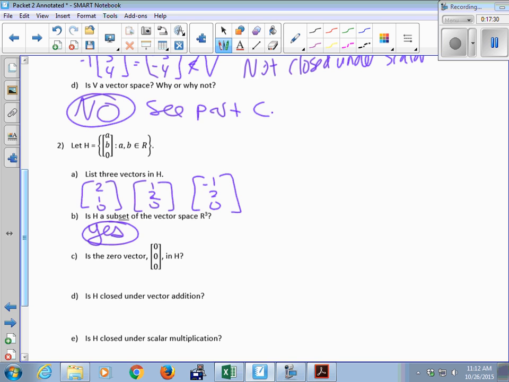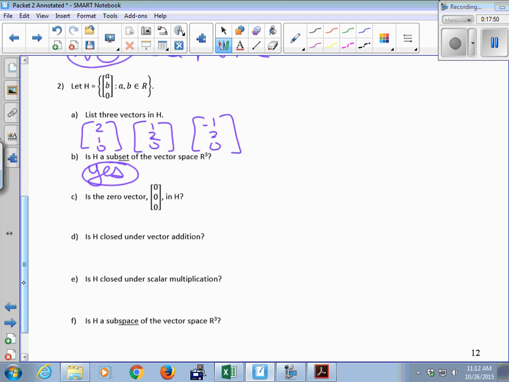Okay. So we know it's a subset of R3. R3 we know is a vector space, right? So I only have to prove these 3 things: that 0's in there, that it's closed under addition, closed under multiplication, and I will know that H is a subspace. Is the 0 vector in H? Yes, because you can just make A and B 0, right? Because the set is defined so that A and B can be any real number.